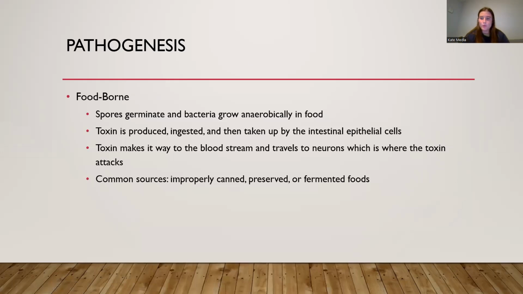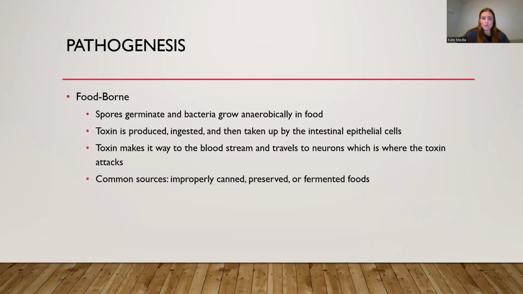Okay, so pathogenesis, we're going to go over each type. So first here's foodborne botulism. So here the spores germinate in the food, and the bacteria can grow anaerobically in this food. So that's things like canned food and honey, that kind of thing, where there's no oxygen present.